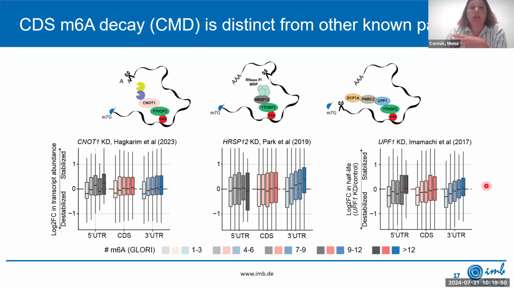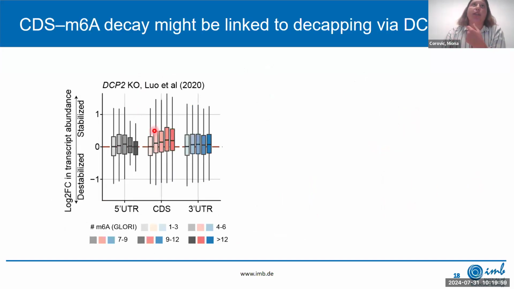But then we still looked, since we are talking about localization in P-bodies, and one of the main decay proteins in the P-bodies is DCP2. We also checked the publicly available data set from DCP2 knockout. And here we could see this CDS-specific effect of the increased number of M6A sites in the coding region, which then made us believe that it might be linked to the decapping via DCP2.